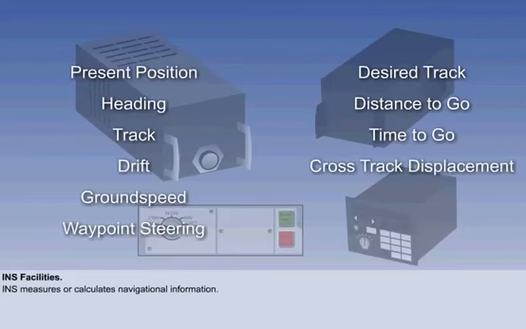And it offers two other facilities, again, both associated with a desired track between two selected waypoints. The first is called cross-track displacement, and the second is track error angle. We'll explain these.